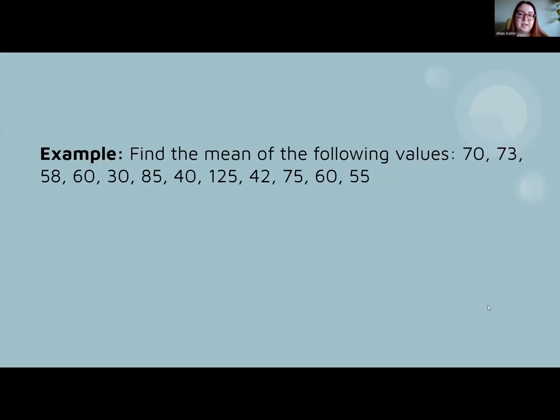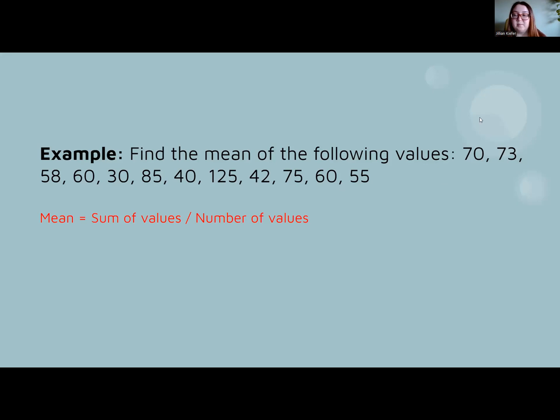So we'll start with an example here. We're going to remember how to find the mean. We're going to find the mean of the following values: 70, 73, 58, 60, 30, 85, 40, 125, 42, 75, 60, and 55. We're just going to remind ourselves what that is. Remember, the mean is the sum of the values divided by the number of the values. So we have sum of values divided by number of values.